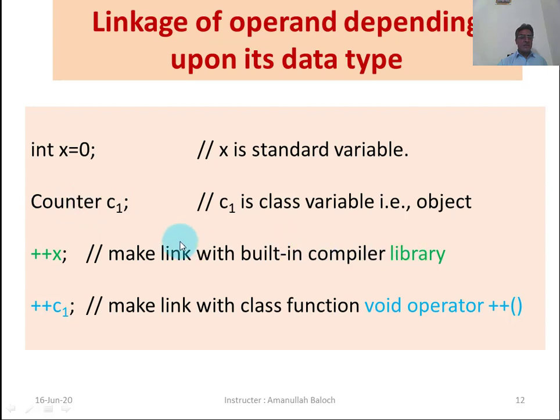Then plus plus x. Here if we write plus plus x, because x is a standard data type, the computer will make a link with the built-in compiler library. There are many functions in the library of the C compiler, so there is also a function with the name plus plus, and the computer will make the link to that plus plus at this stage.